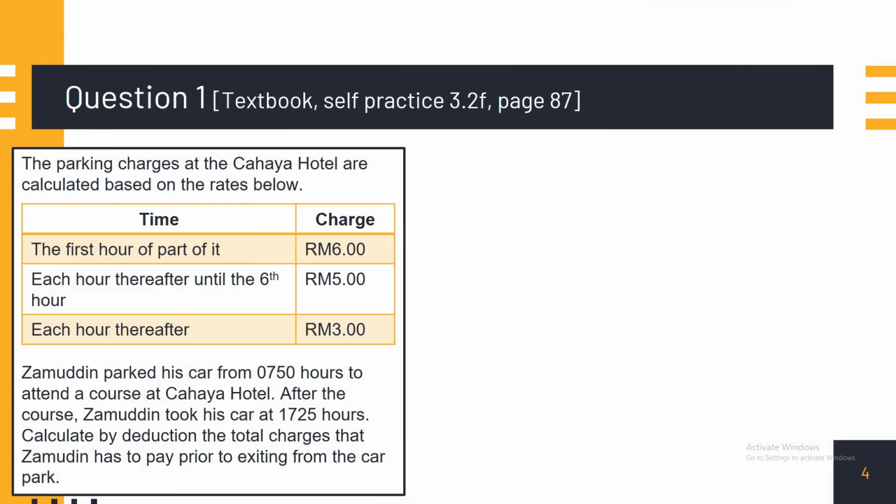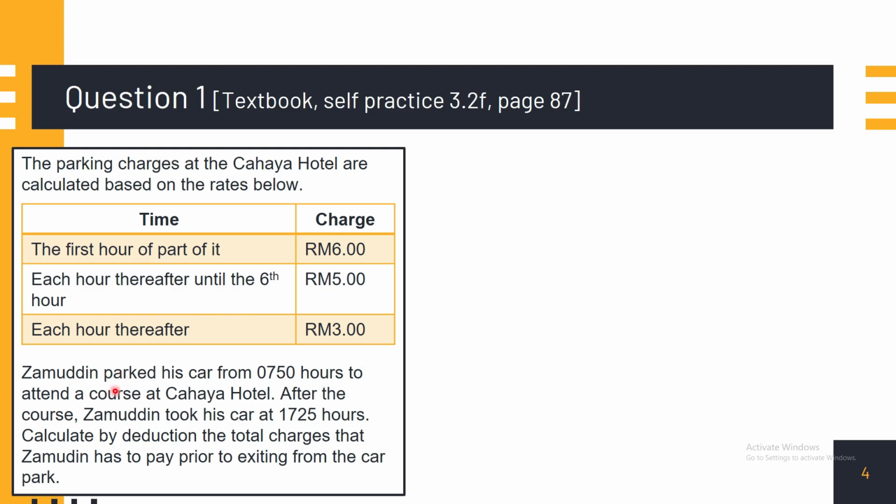Okay, question 1. You will get this question in your textbook, Self-Practice 3.2F, page 87. The question is, the parking charges at the Cahaya Hotel are calculated based on the rates below. This is a table of the parking charges. The first hour is 6 ringgit, and then each hour thereafter until the 6th hour is 5 ringgit. And then each hour after this will be 3 ringgit.